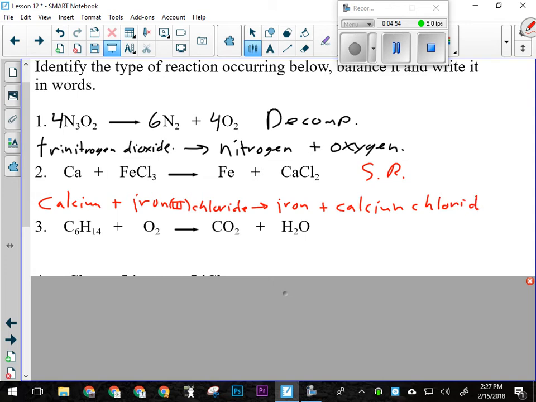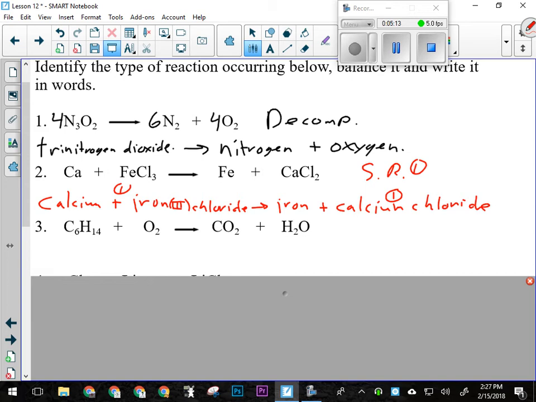Okay, so if I gave you a question like this on, let's say, a unit exam, it would go something like this. You'd get a mark for the correct reaction type, a mark for having the reactants written correctly, and a mark for the products written correctly, and then you get another mark for balancing. So this would be like a 4-mark question.